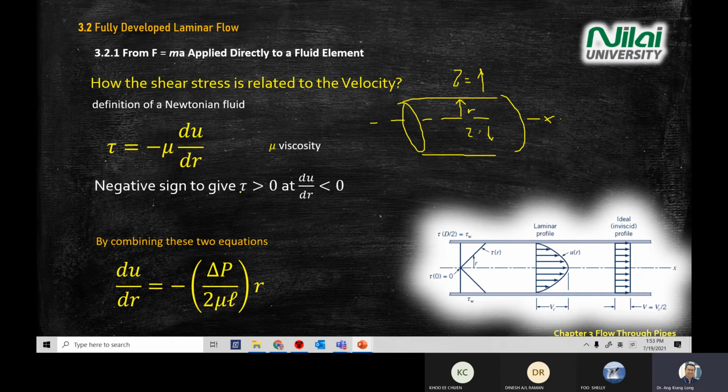So there's a note here. The negative sign is given so that the value of your shear stress will always be positive. Because the differential du dr will always be negative. What does it mean? What does u mean again? U is velocity.